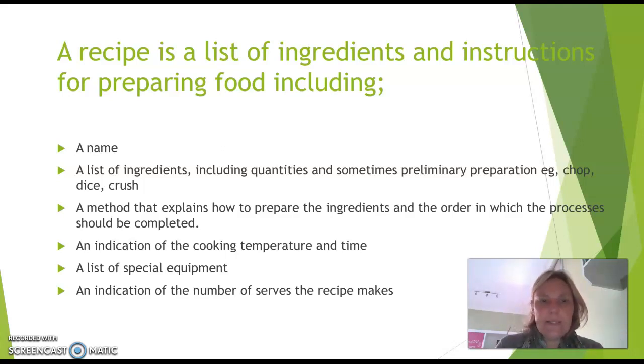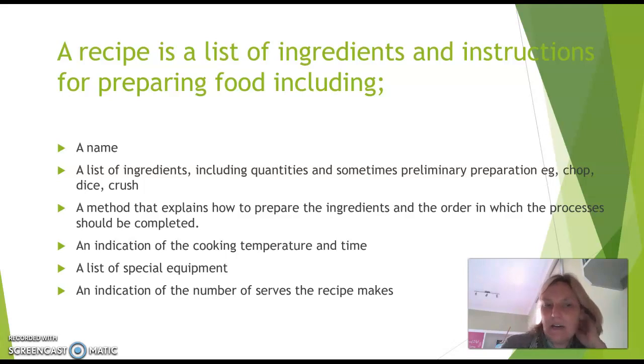And then also there's an indication of cooking temperature and time. So especially if you're baking a cake, the first step in the method is often preheat the oven to 180 degrees. And then down the bottom it would say place cake in the oven and bake for 35 minutes.